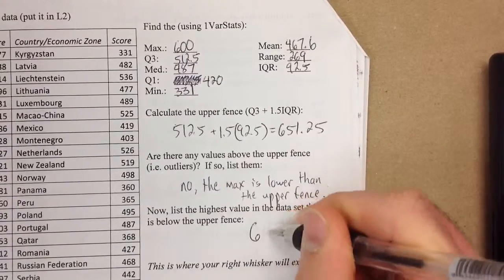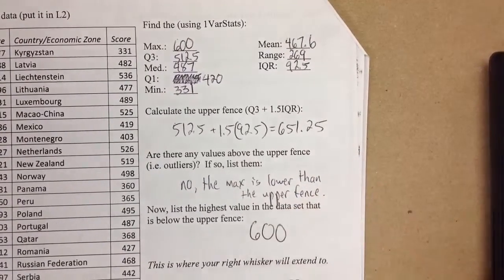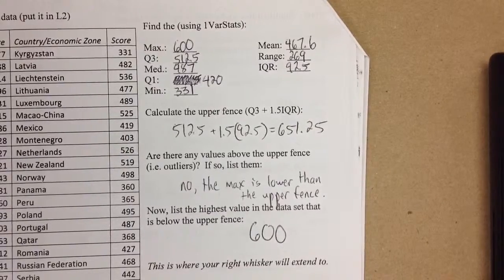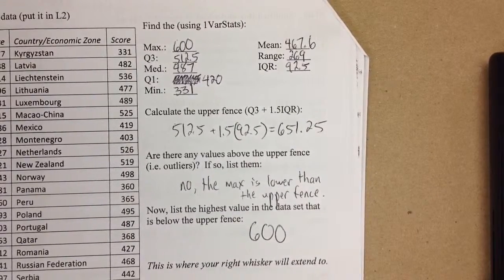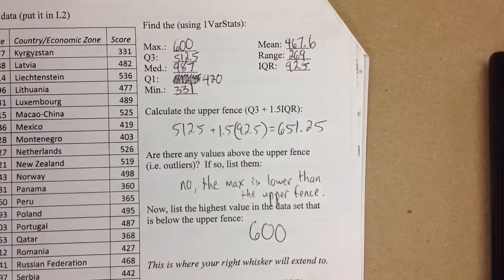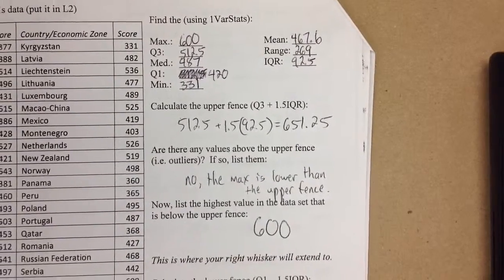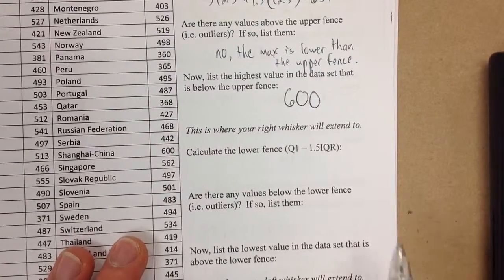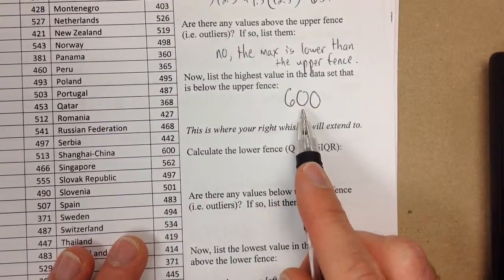Okay, and the highest value in the data set that's below the upper fence is 600. Please do not come away with this exercise with the conclusion that there are never upper outliers. I think you're smart enough not to do that. So the right whisker will go to 600.